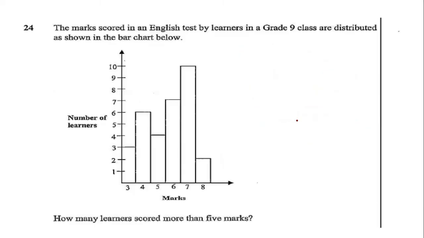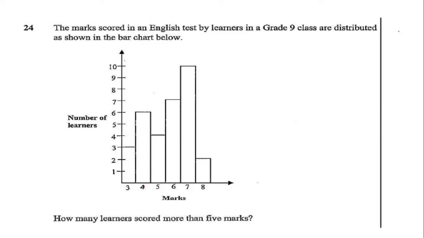Question 24 reads, the marks scored in an English test by learners in a grade 9 class are distributed as shown in the bar chart below. So that is question 24, and this is what we have. The number of learners, and we have the marks. Then the question says, how many learners scored more than 5 marks? So how many learners scored more than 5 marks?